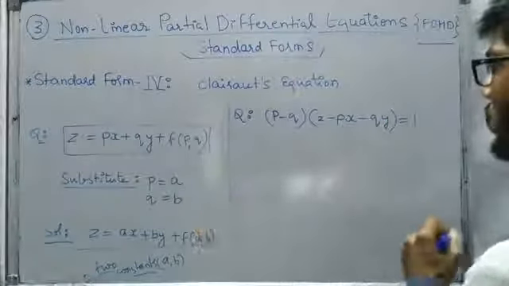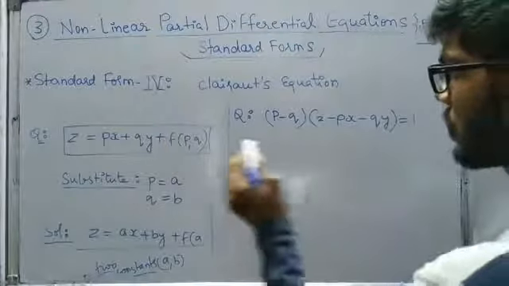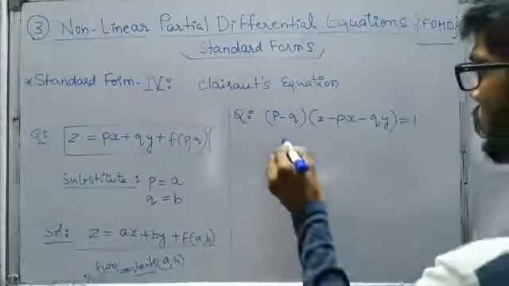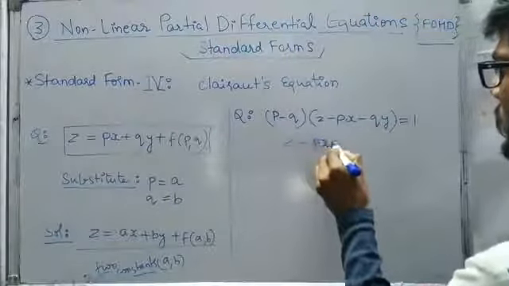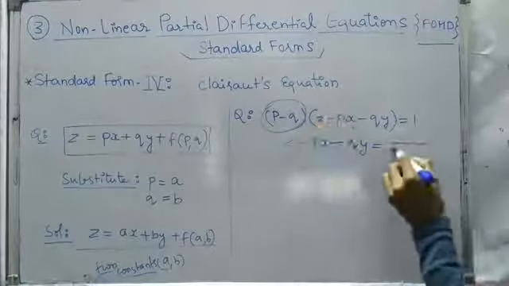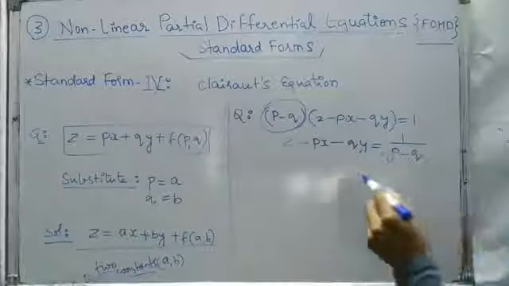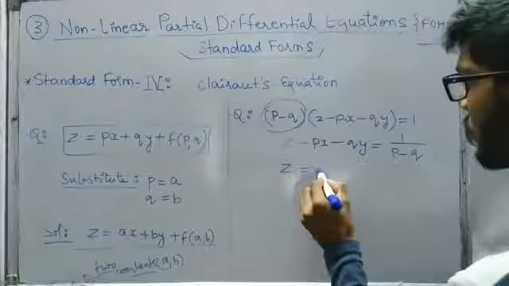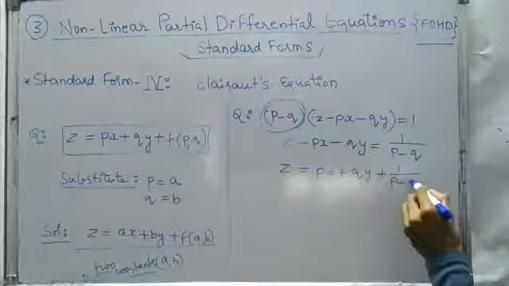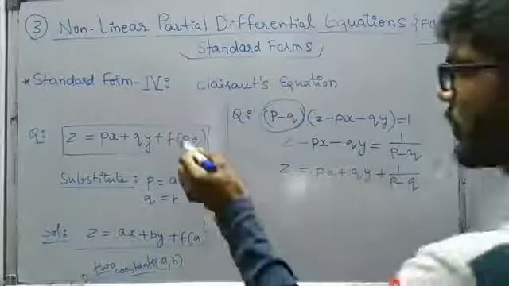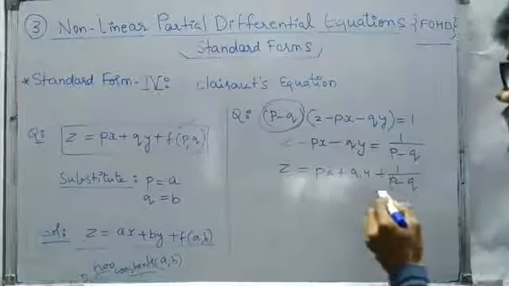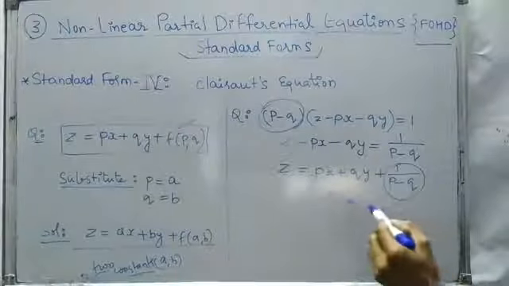So first try to get this particular function in the form of z is equal to px plus qy plus function of p comma q. So let us write z minus px minus qy is equal to the right hand side, 1 upon p minus q. So this is going to be z is equal to px plus qy plus 1 upon p minus q, and if we compare it with Clairaut's equation, we have z is equal to px plus qy plus a function of p and q purely.